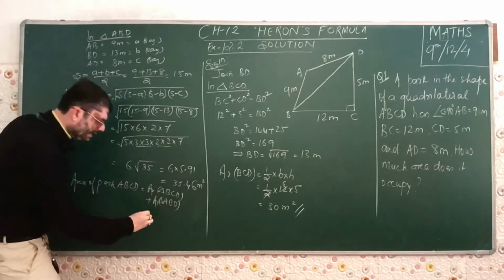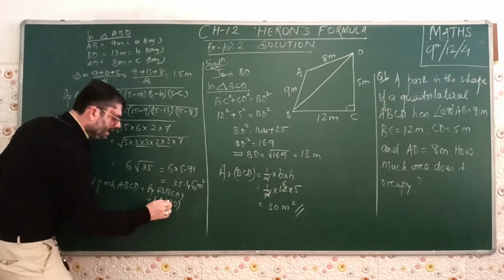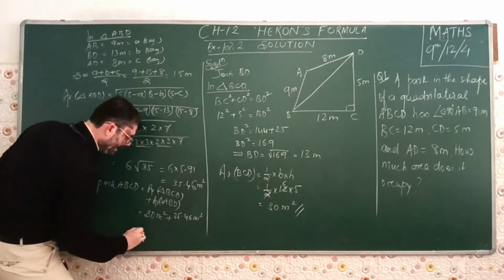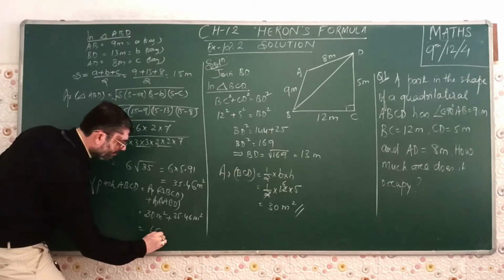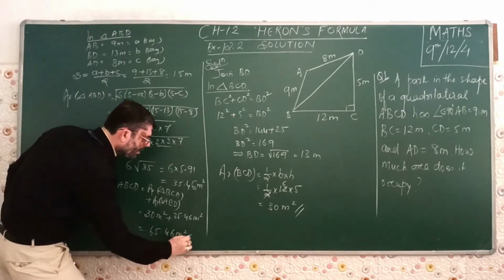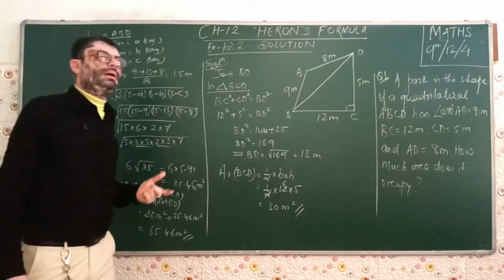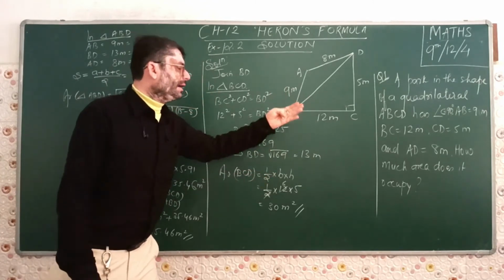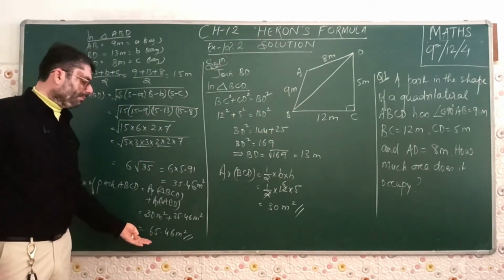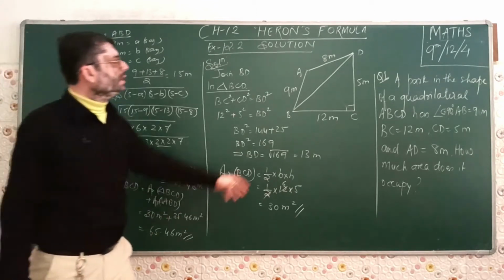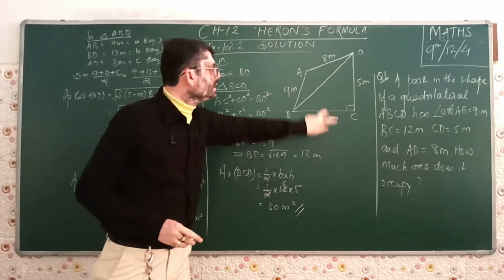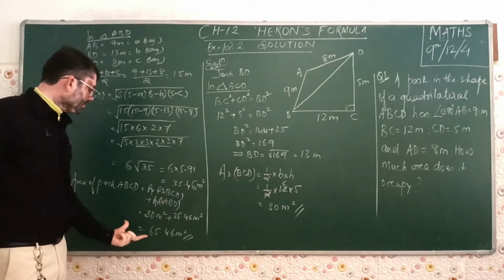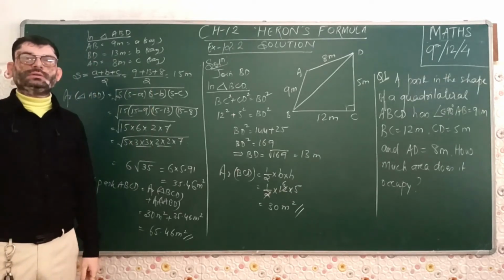And the area of triangle BCD we have calculated as 30 meters square, and ABD we have just calculated, that is 35.46 meters square, and adding, finally we get 65.46 meters square of area. That is the area of that part in the shape of the quadrilateral with the dimensions given to us. What we have done is we have divided the quadrilateral into two triangles, found the area of the two triangles individually, then added them, and together we obtained the area of the quadrilateral.